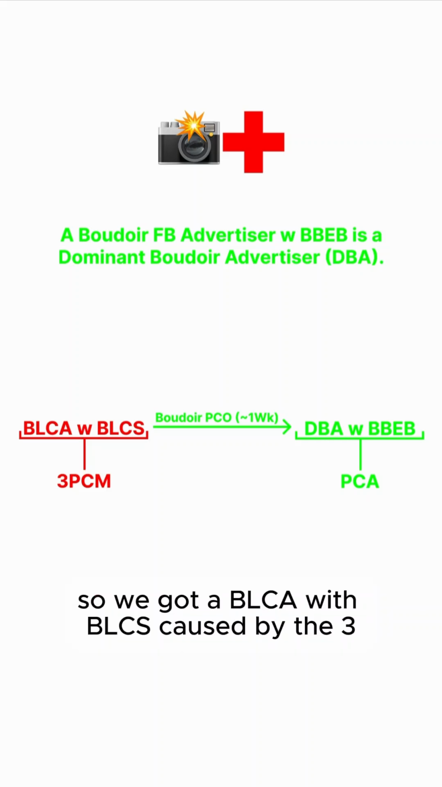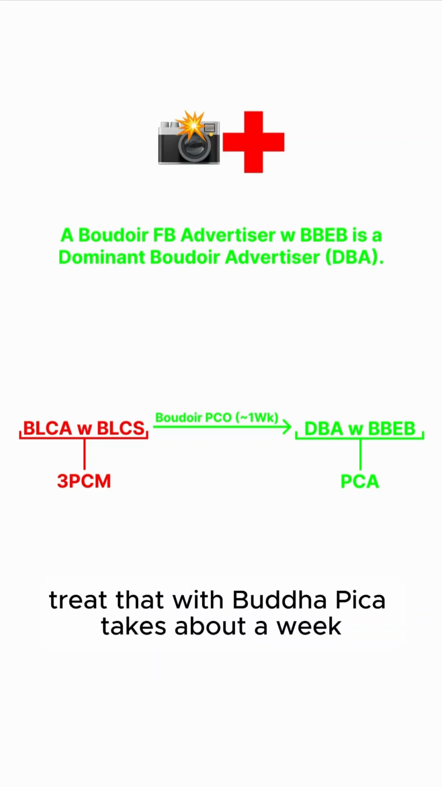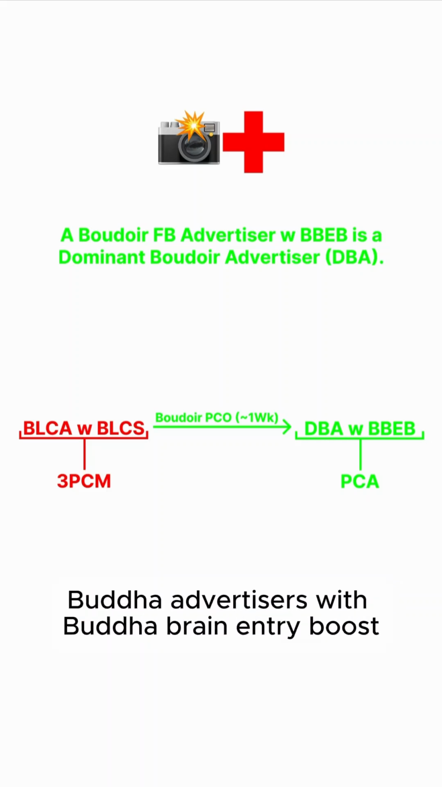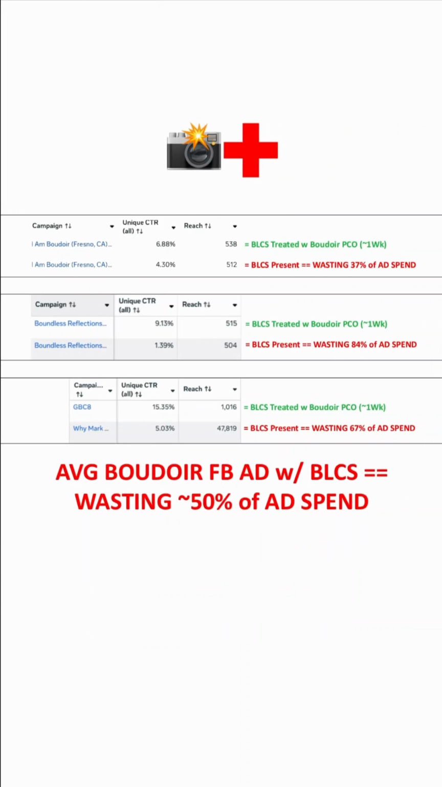So we got a BLCA with BLCS caused by the 3 pre-click mistakes. Treat that with Boudoir PICO. It takes about a week. We achieve pre-click alignment. We become dominant Boudoir advertisers with Boudoir brain entry boost. Simple, jack.